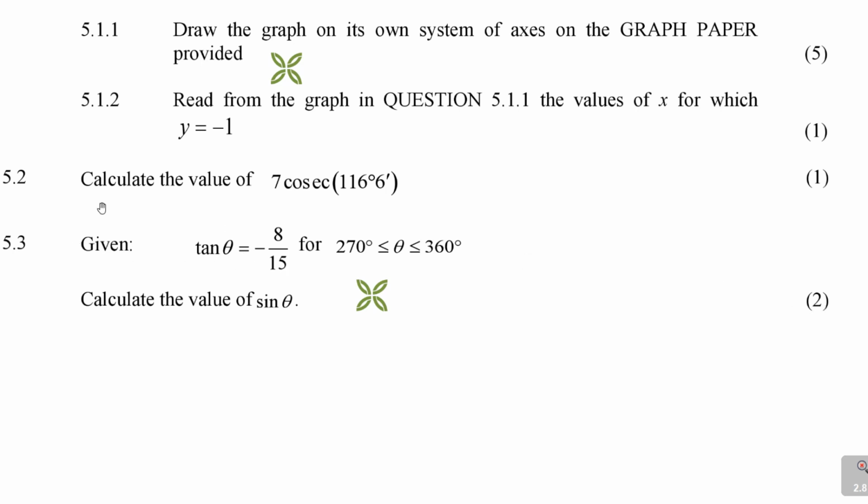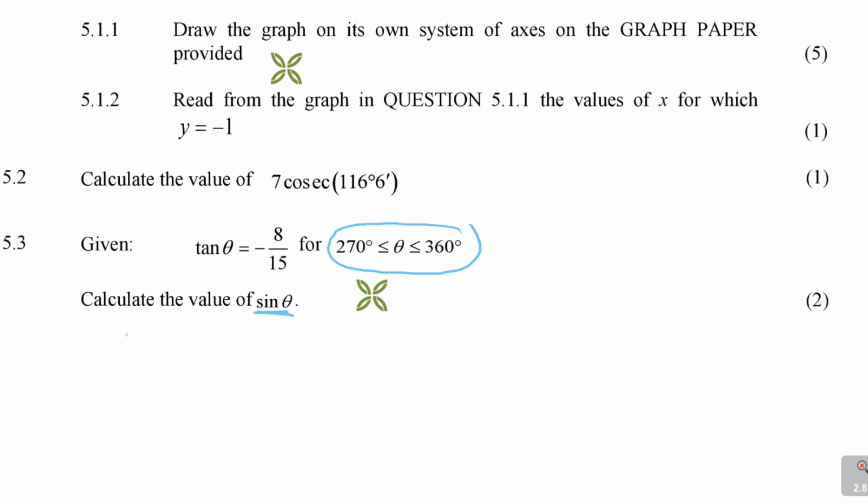It says, given tan theta is minus 8/15, and then they give you the domain. Then they say calculate the value of sine theta. I'm not going to give you the justification of why I was doing what I was doing. How do you work it out in your exam?